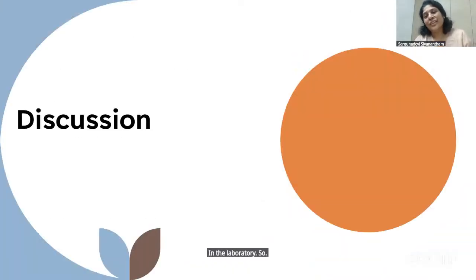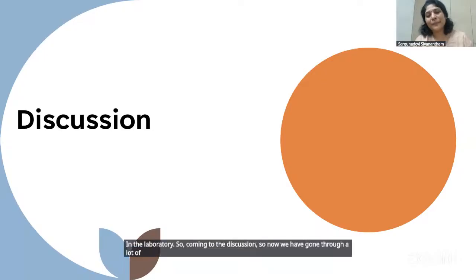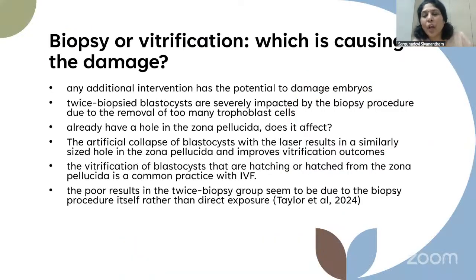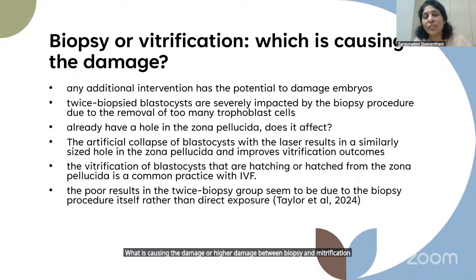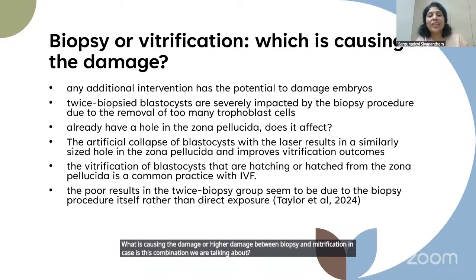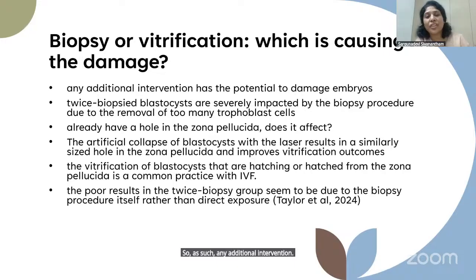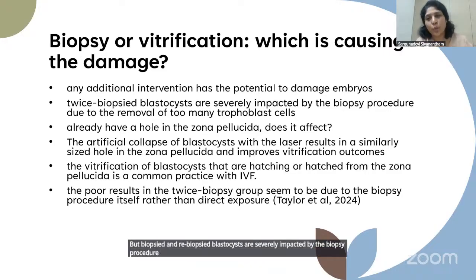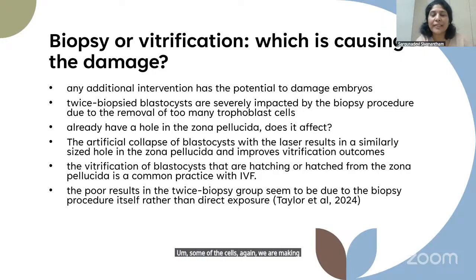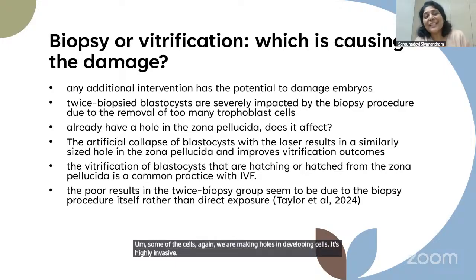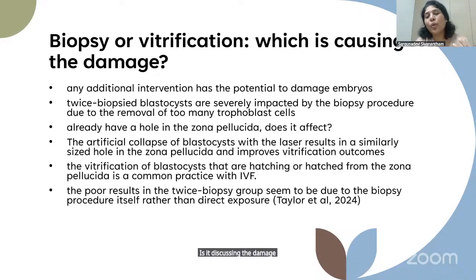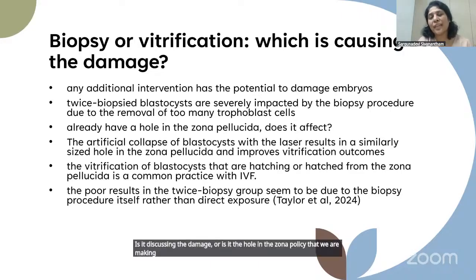So coming to the discussion, we have now gone through a lot of reports. What is causing the damage, or the higher damage, between biopsy and vitrification, if we are talking about this combination? As such, any additional intervention can damage the embryos. But biopsied and rebiopsied blastocysts are severely impacted by the biopsy procedure itself, we all know, because in the first cycle we are removing some of the cells. Again, we are making holes and removing cells. It's highly invasive. Is it just causing the damage, or is it the hole in the zona pellucida we are making with the laser shots at the time of biopsy?